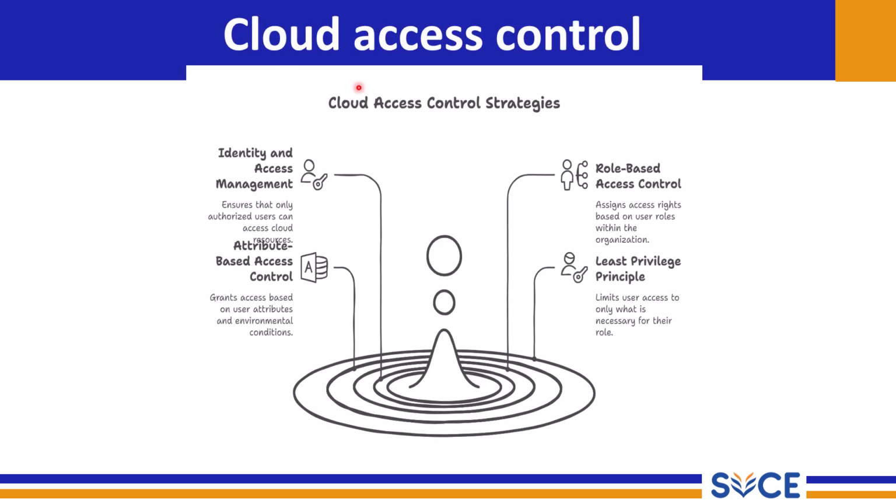So this is a diagram where you are able to see the cloud access control strategies: identity and access management, which ensures that only authorized users can access the cloud resources; attribute-based access control, which grants access based on user attributes and environmental conditions; role-based access control, which assigns access rights based on user roles within the organization; and the least privilege principle, which limits user access to only what is necessary for their role.